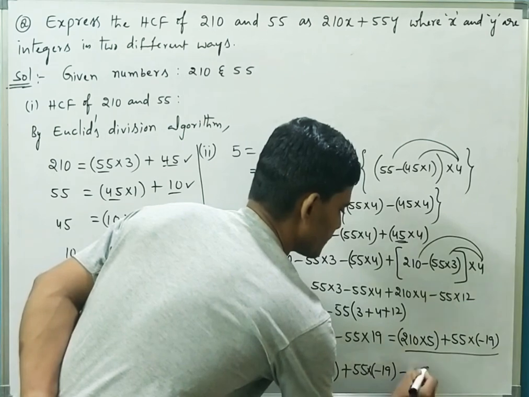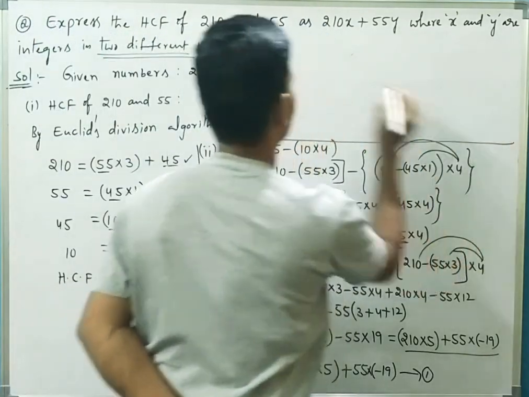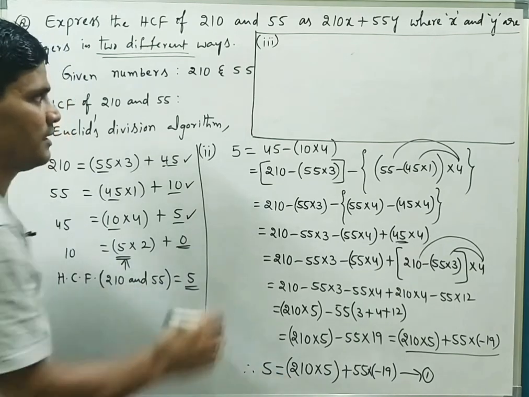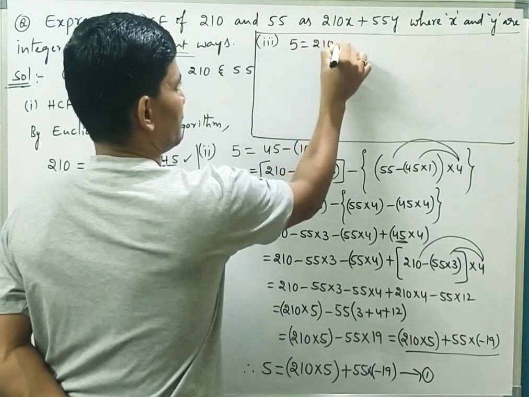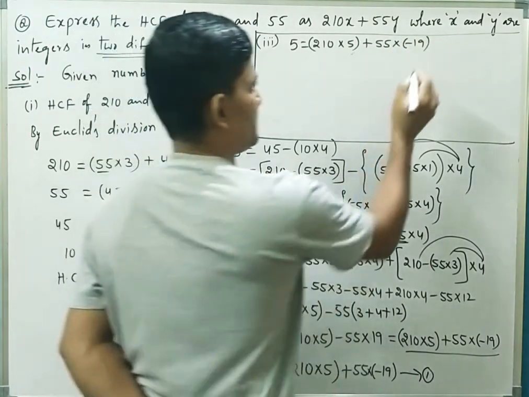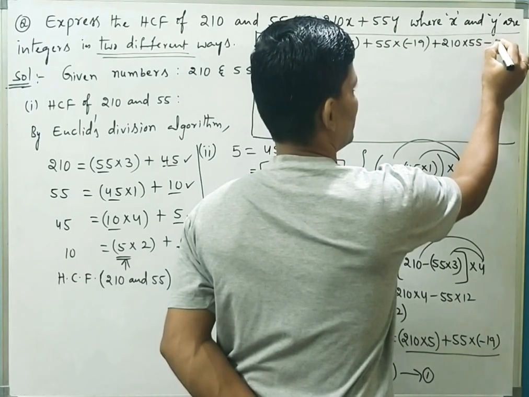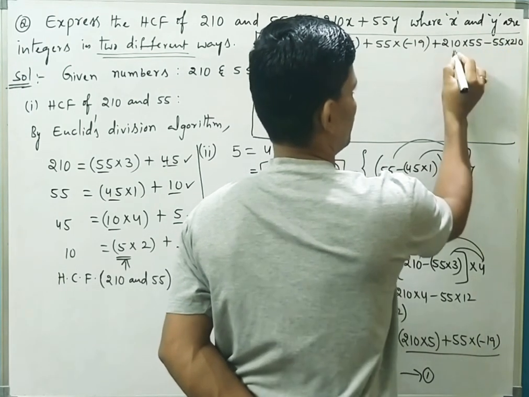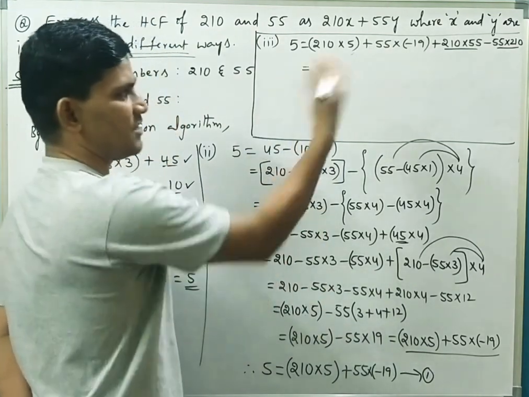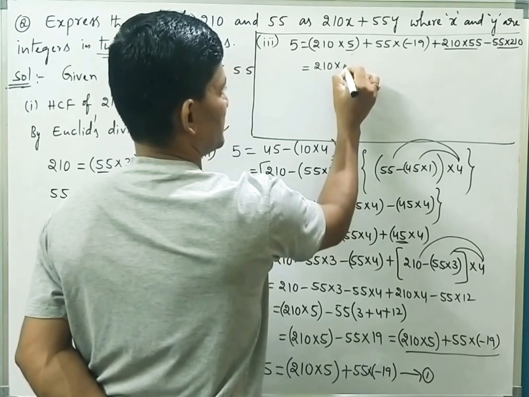This is one. But you are asked to express it in two different ways. Then what would be the second? Let me use this space. Third step. What have you arrived at here? 5 is equal to 210 5 times plus 55 minus 19 times. Let me add 210 55 times minus 55 210 times, both products are the same, plus minus gets cancelled. Why I have taken this, you can easily understand, to get another form. So 210, 5 and 55, totally how many times? 60 times.